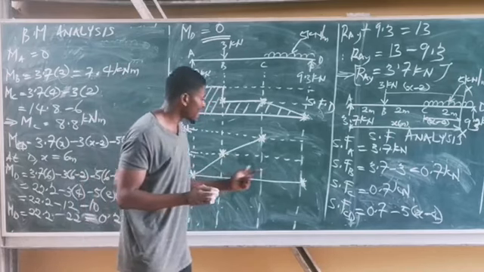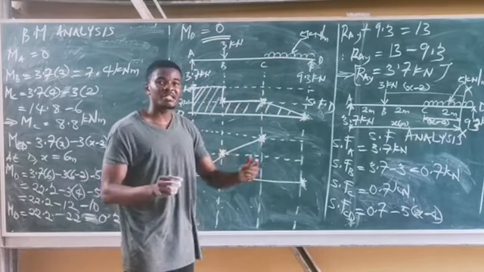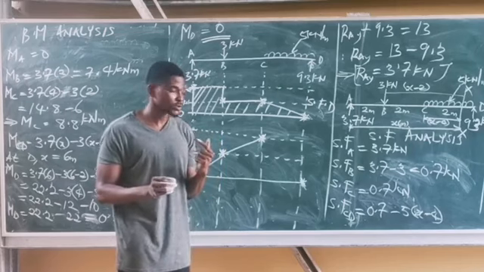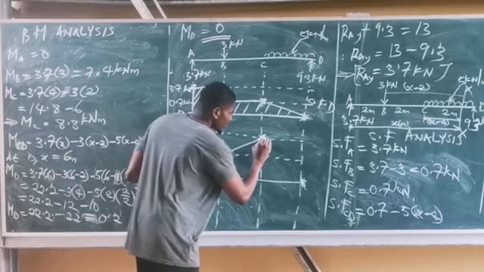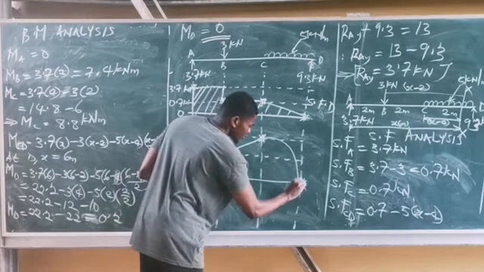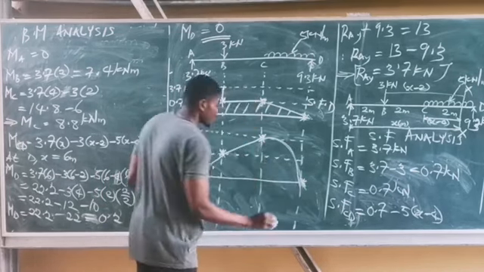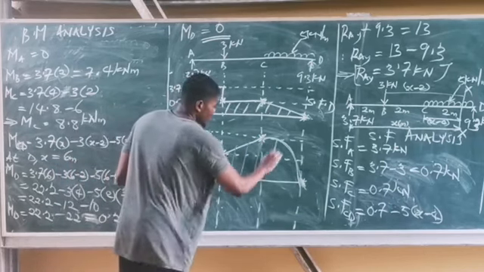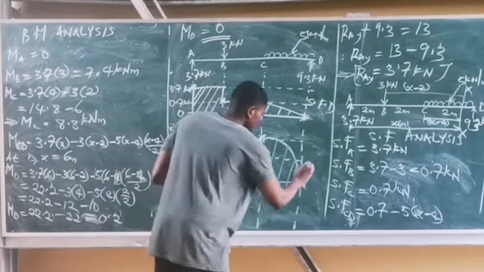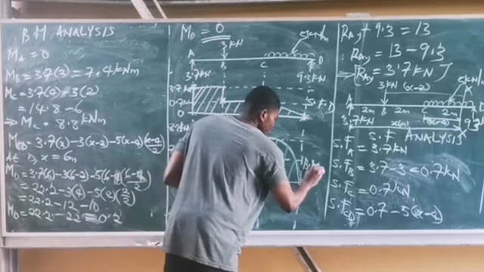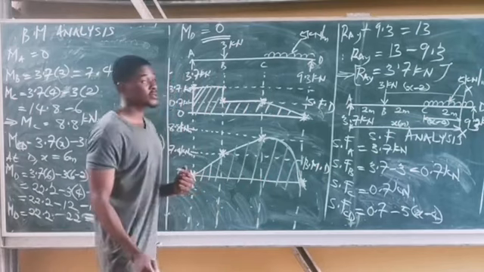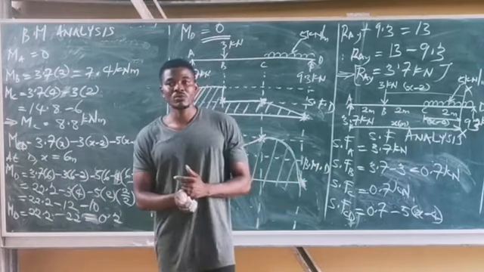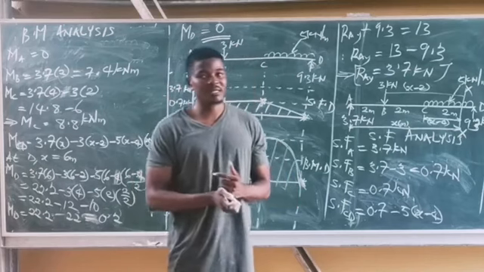Now between point C and point D there is a UDL. The bending moment diagram for a UDL is actually a curve. So we have something like this, and we curve down to point D. So this is the bending moment diagram.